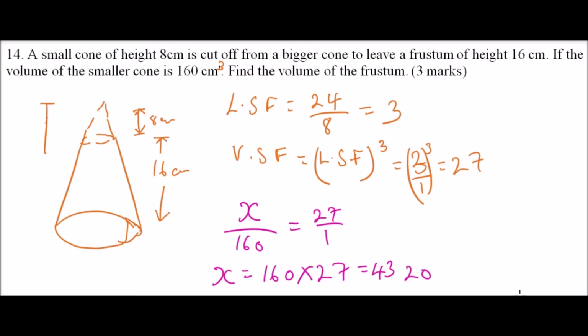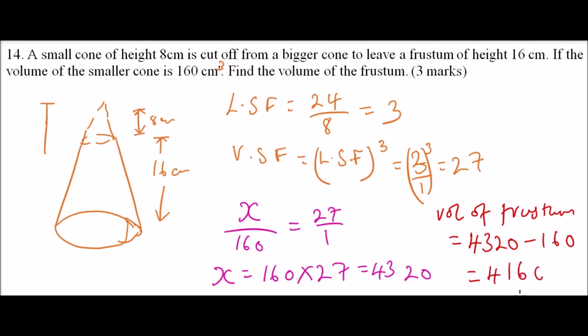So volume of frustum is equal to volume of the whole cone, which is 4320, minus the volume of the small cone, and that should give you 4160 centimeter cubed. So that's how you work out that, and you get yourself 3 marks.